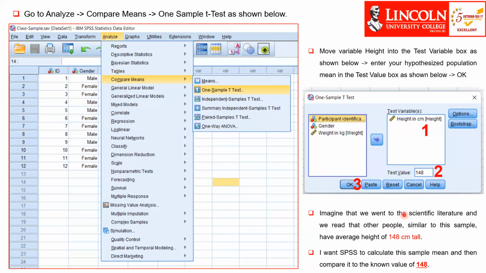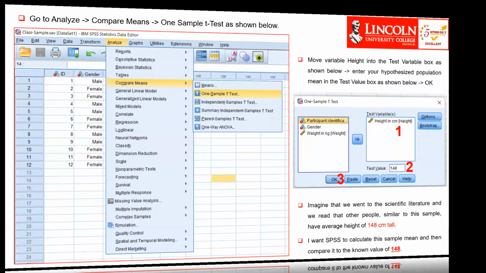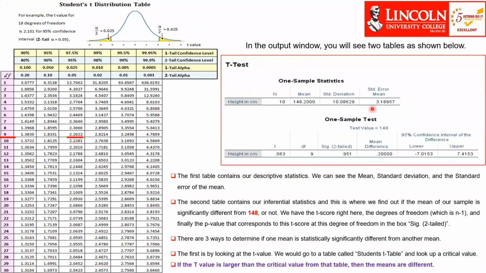You can also get this from maybe the area of statistics, okay? Not only inside literature, depending on your use case anyway. So we got this from those channels and you enter that value into this place. Once you do that, I want SPSS to calculate this sample mean and then compare it to the known value of 148. So once you add this variable and enter your known value in here, just click OK. When you click OK, you will have some output, something like this.